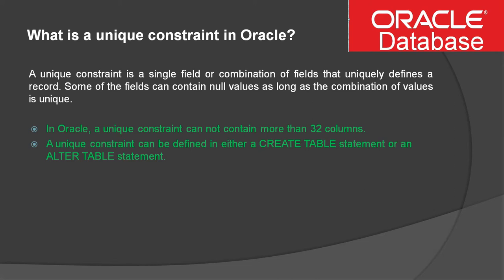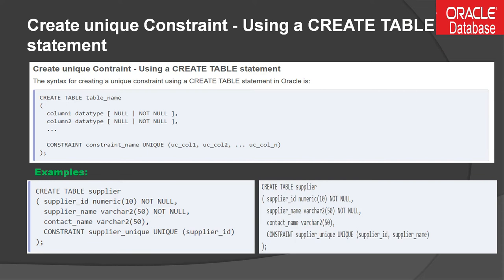Now in Oracle, a unique constraint cannot contain more than 32 columns, so you have to keep that in mind. Second, unique constraints can be defined in either a create table statement or an alter table statement. While creating the database table itself, you can define unique constraints, or if you did not define it at table creation time, then at a later point of time using the alter table command, you can add or define your unique constraint.